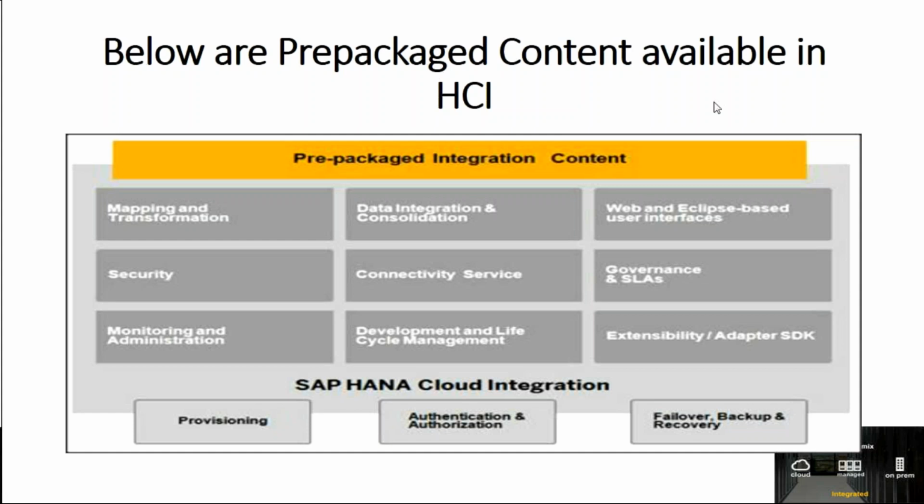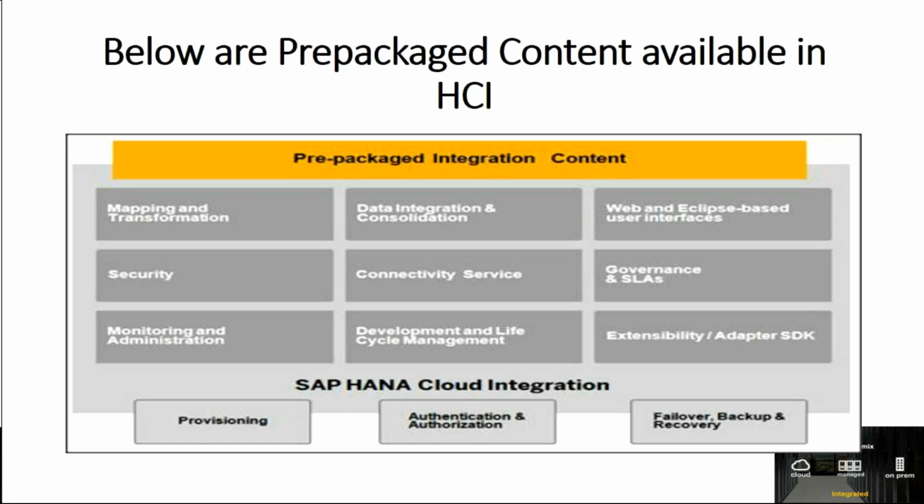Okay. Now you have the pre-packaged content which is available in your HCI. Pre-packaged content means that these are the things which are coming out of the box with HCI. You have mapping and transformation logic, which is already provided. You have the data integration consolidation feature also. You have the web and Eclipse-based user interface available with HCI.